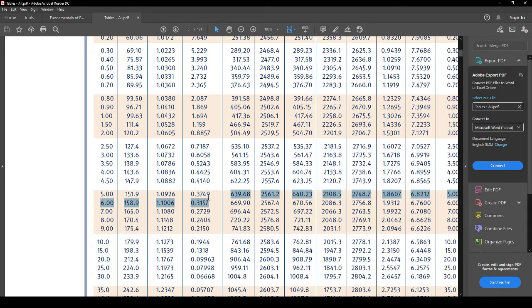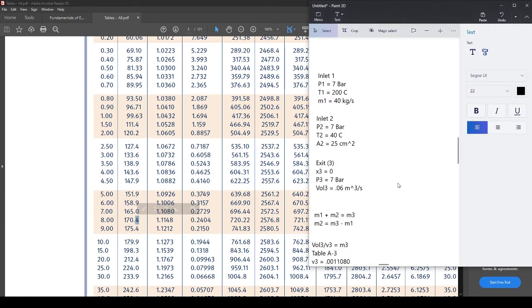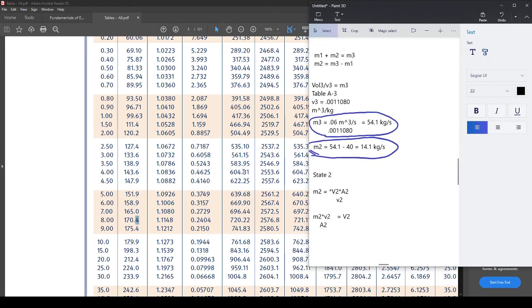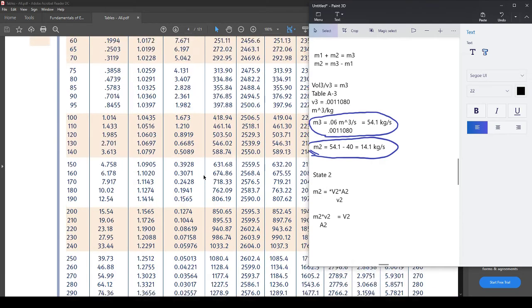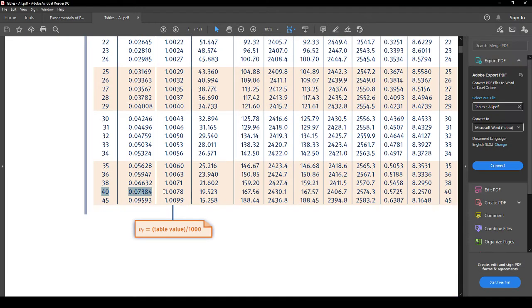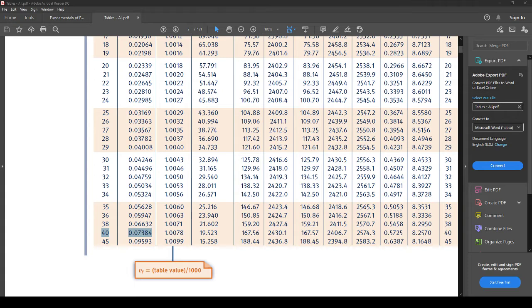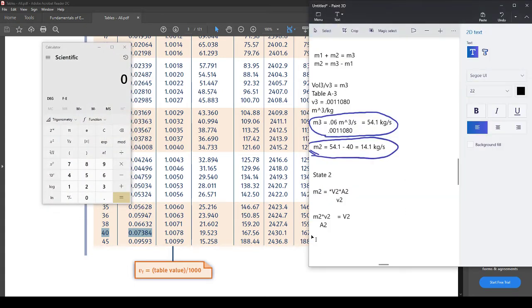So, since we know it's subcooled, we now have to look it up at its temperature, though. Remember that, guys, if we are approximating values, we have to look them up at the temperature, not the pressure. So, we must go to the temperature table and find 40 degrees, which is right here. And let's get our specific volume value. So, V2 is equal to 0.001078, right? Meters cubed per kilogram. Okay, so we now have that.